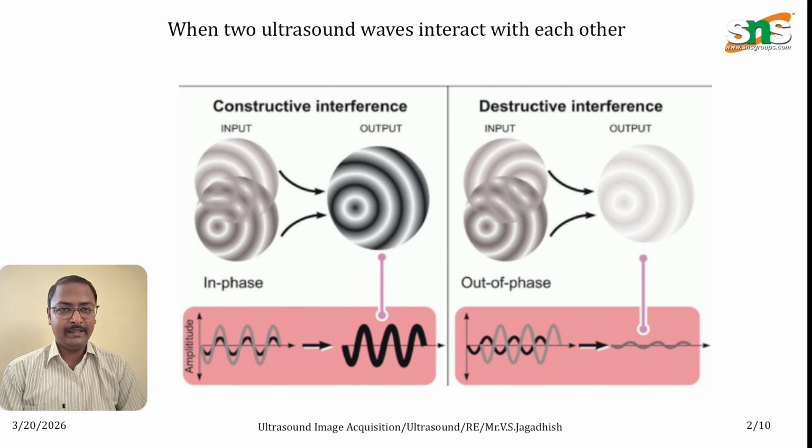So how is it happening? If both the waveforms produced from the piezoelectric crystals are in phase, then they add together to form a stronger signal. So we will get a stronger output image. And if both the waves are out of phase with each other, we will have destructive interference. The images will be very light and not much detailed.